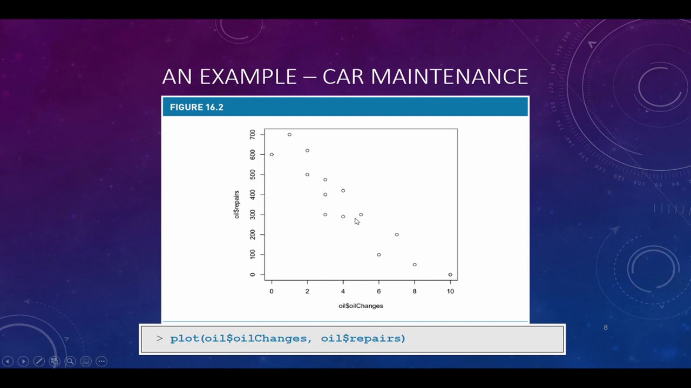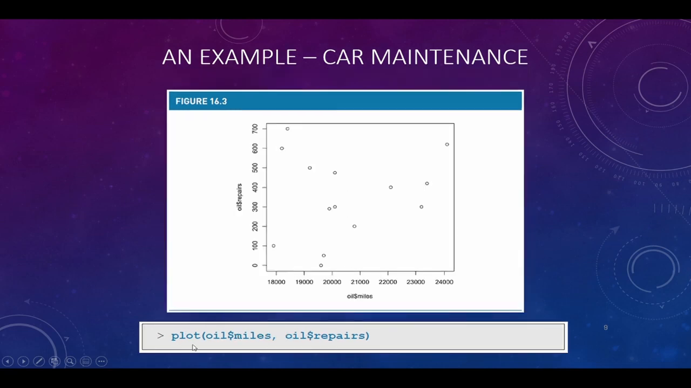It does look like there is a general trend here, right? When the number of oil changes is low, the repair costs are high, and vice versa. Okay, that's very interesting. So we can see there is a pattern developing. Let's see if there's a pattern between miles and repairs.